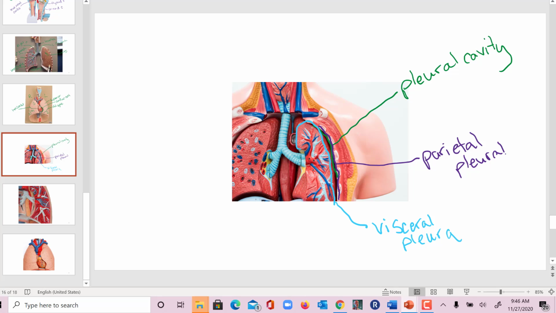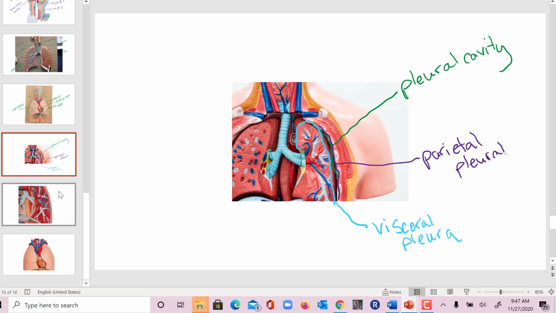So again, pay attention to the types of question. We might say, name this space around the lung. You would say pleural cavity. If we said, name this layer on the surface of the lung, you would say visceral pleura. If we said, name this layer under the thoracic cage, you would say parietal pleura, just to give you an example.